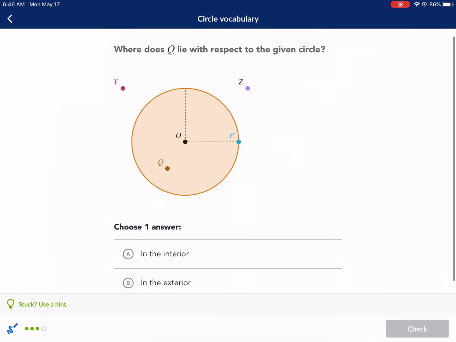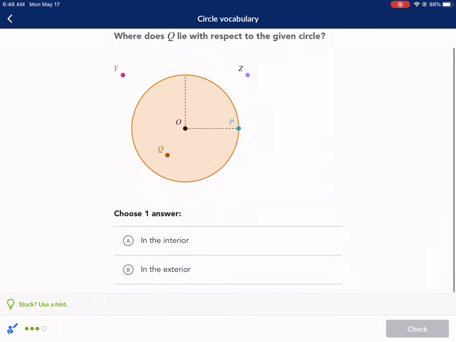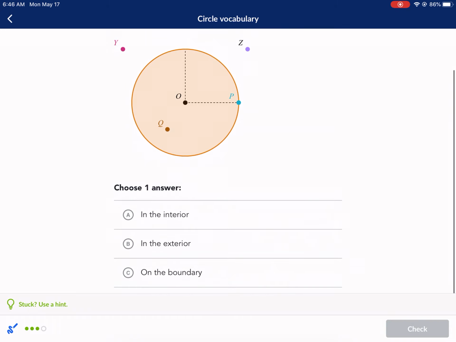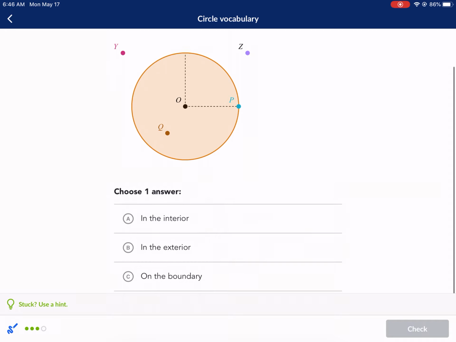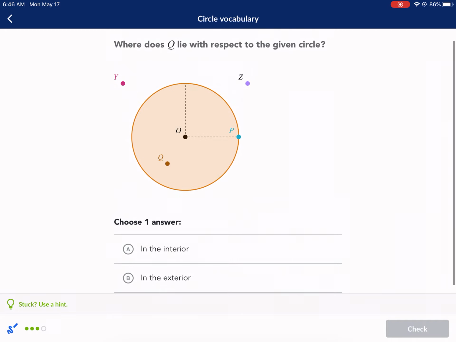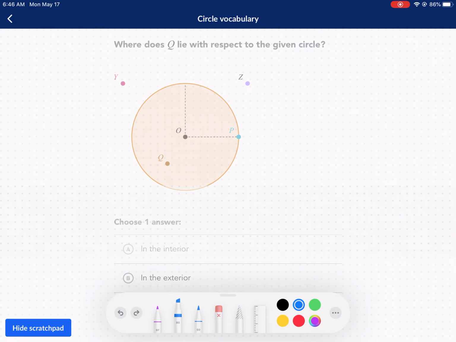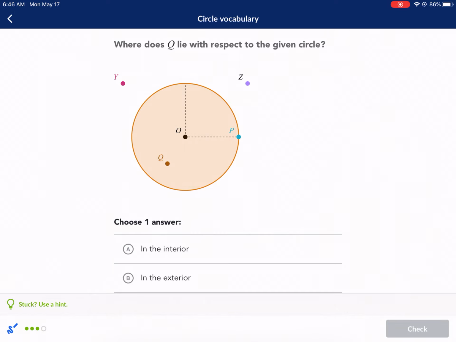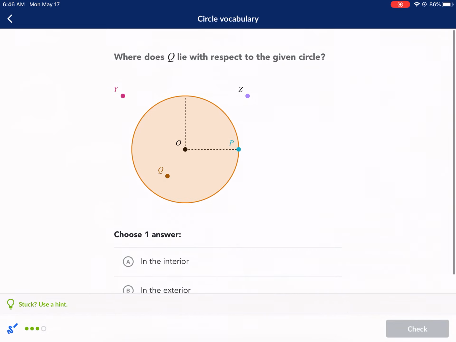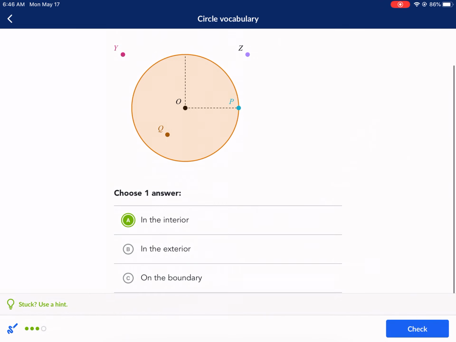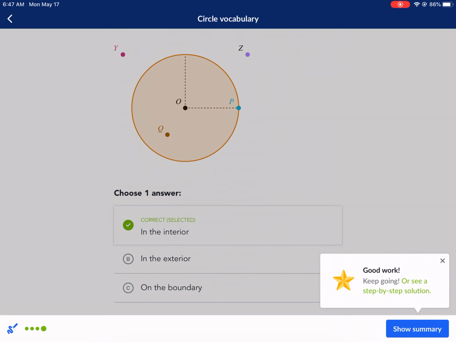Where does Q lie with respect to the given circle? Okay, this one's pretty obvious. There's Q. The question is, is it inside, outside, or on the boundary? Clearly, it's inside, and we can't choose more than one. And there we go. That's all there is to it.